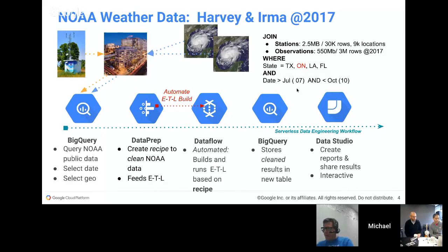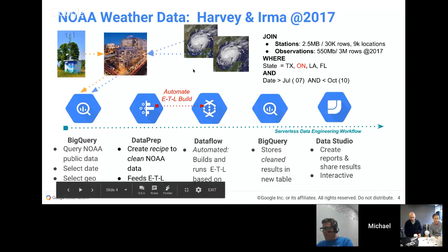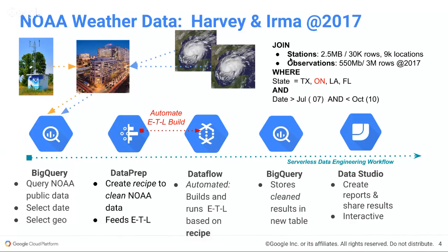So what we're going to be looking at is not a complicated data set, but I try to keep it fairly simple. This is using public data sets that anybody listening can go in and activate in their own account. So you could do this at home. We're going to do a standard SQL join in BigQuery against two different tables: the stations database and the observations database.